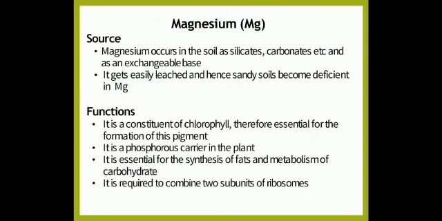Magnesium occurs in the soil as silicates, carbonates, etc., and as an exchangeable base. It gets easily leached, and hence sandy soils become deficient in magnesium. It is one of the constituents of chlorophyll, therefore it is essential for the formation of the chlorophyll pigment. It is a phosphorus carrier in the plant, essential for the synthesis of fats and metabolism of carbohydrates, and it is required to combine the two subunits of the ribosome.